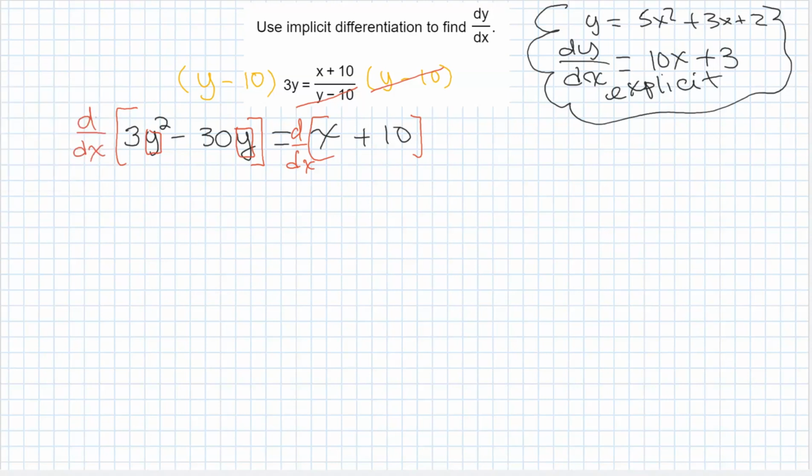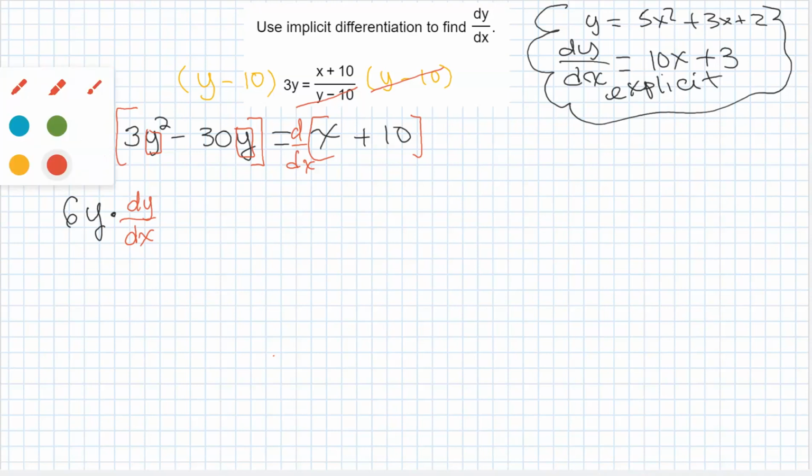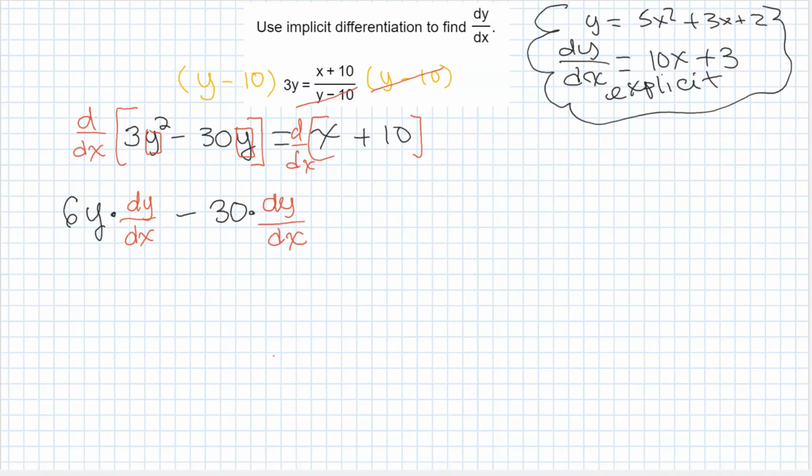Okay, what does that mean? The derivative of 3y squared, you bring the exponent down, so that would be 6y multiplied by the inside derivative, which is dy/dx, the derivative of y with respect to x, minus the derivative of 30y, which is 30 multiplied by the inside derivative, which would be dy/dx, is equal to the derivative of x with respect to x, the same variable, so you just have 1.